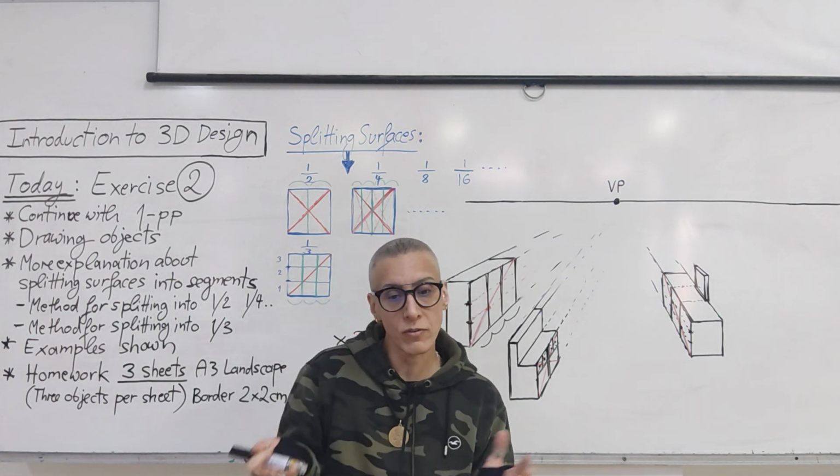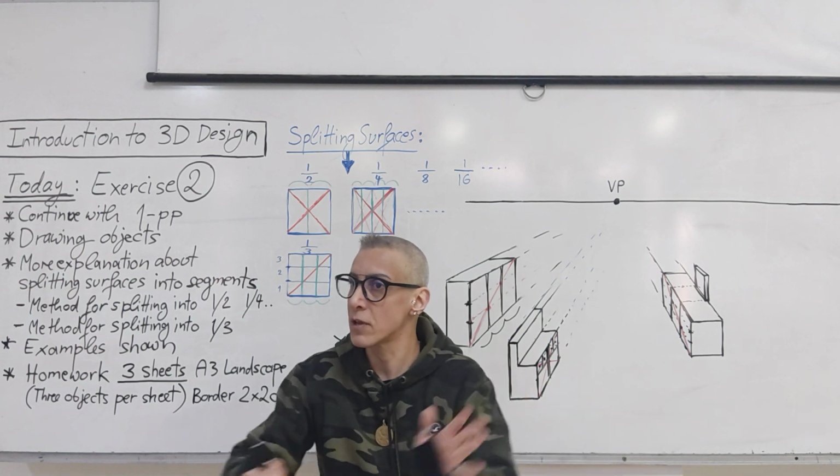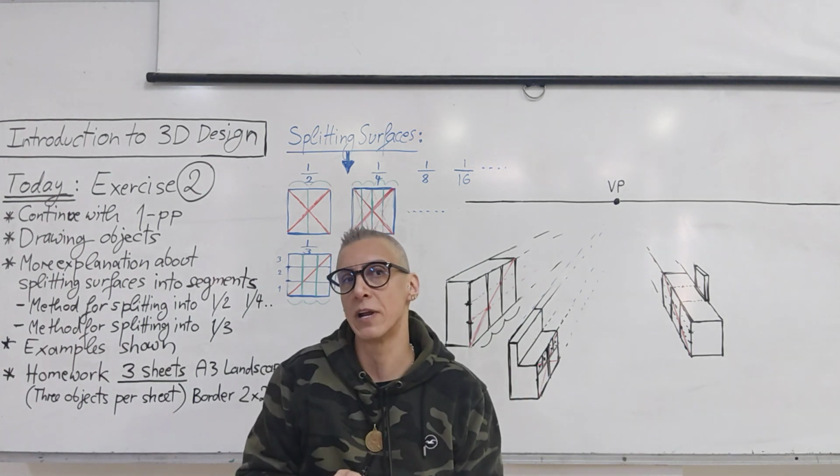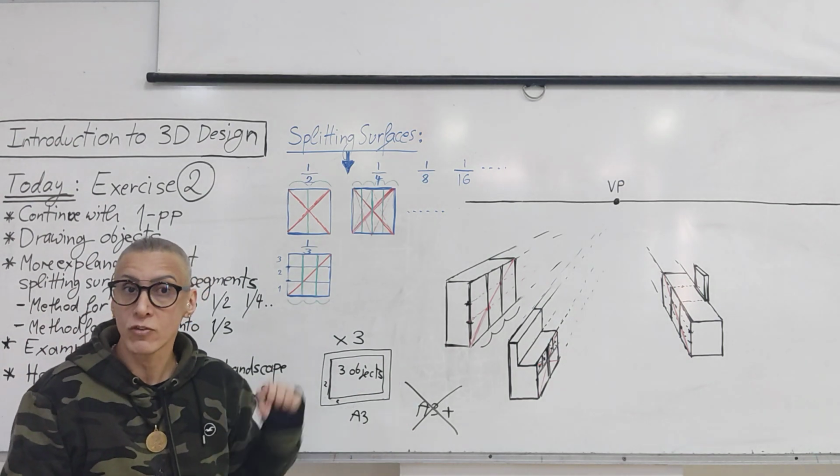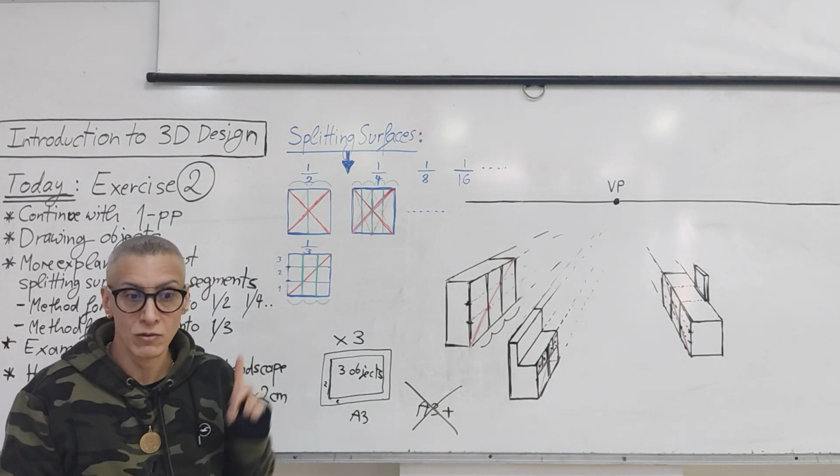So you have three sheets, you can leave the first one simple and then try to make it a little bit complicated, but still with straight lines only, okay? Objects drawn with straight lines. This is important.